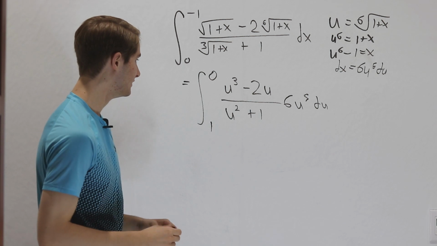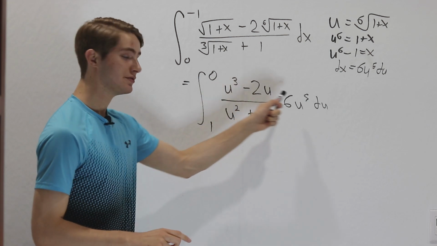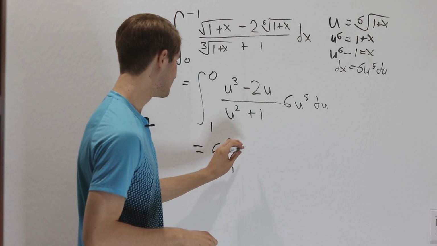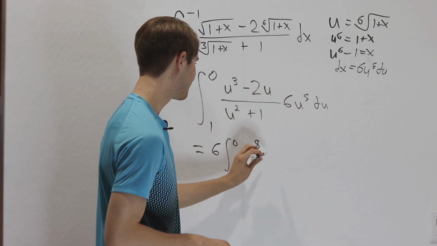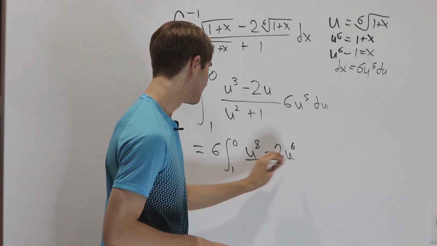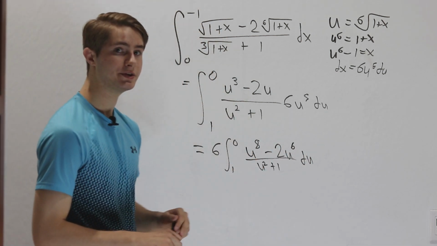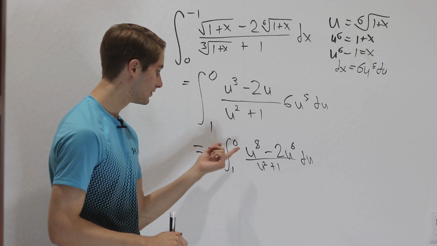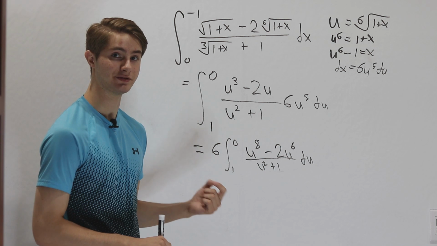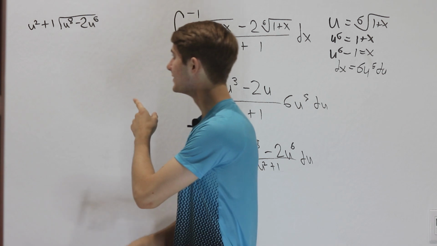And now what we're going to do is take this 6 to the outside because it's just a constant, and then we'll multiply this u to the fifth through the numerator. So we'll get 6 times the integral from 1 to 0 of u to the fifth times u cubed, which is u to the eighth, minus 2u, and then 5 plus 1 is 6, over u squared plus 1 du. From here, we see that we have a rational expression where the power on the top is greater than the power on the bottom, which means that it's time to do some polynomial long division.